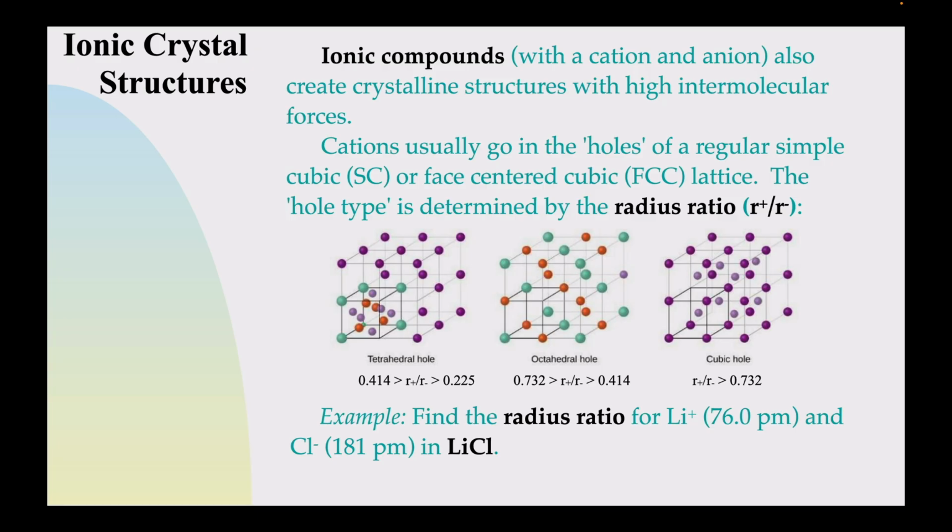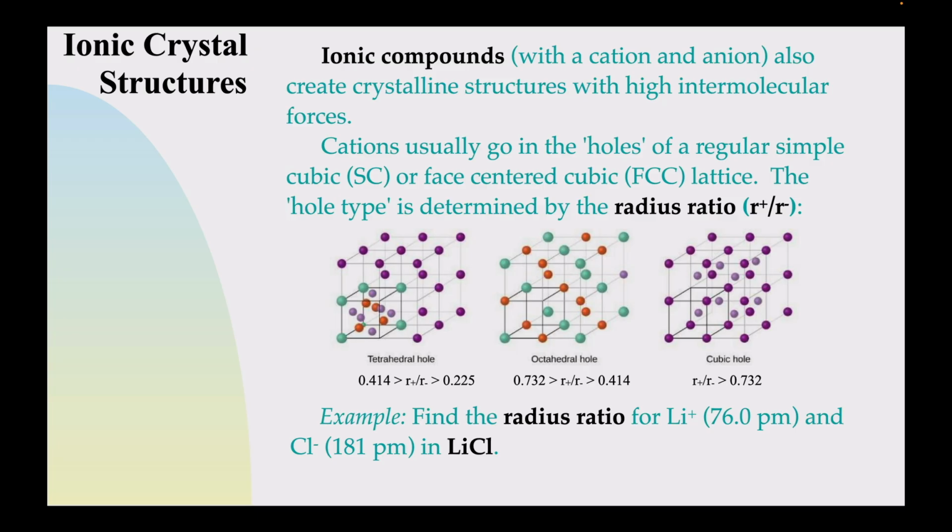As an example of how this works, let's say that you have lithium chloride and you want to know what kind of cubic system it's going to be. Is it going to be tetrahedral, octahedral, or cubic? What you would do is look up the cation radius value for lithium plus, which is 76.0 picometers. You'd also look it up for the anion, chloride, which happens to be 181 picometers. The radius ratio is literally the cation radius divided by the anion radius.